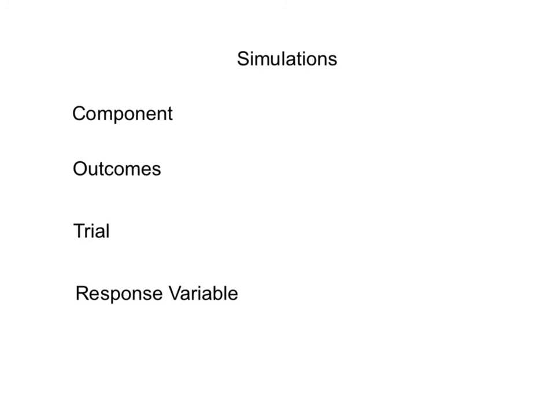A simulation consists of a sequence of random outcomes that model a situation. In this sequence, the most basic event is called a component of a simulation. Each component has a set of possible outcomes, one of which will occur at random. The sequence of events we want to investigate, called a trial, usually involves several components. After the trial, we record what happened, and those are our response variables.